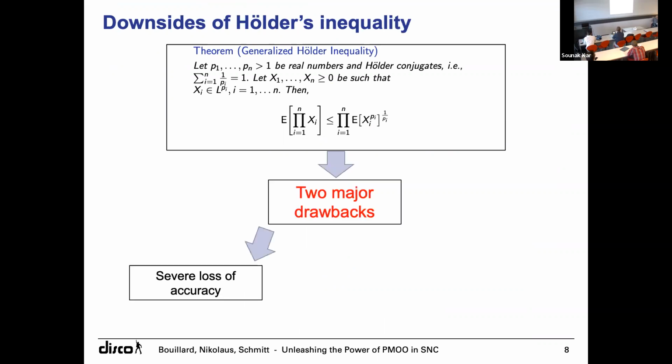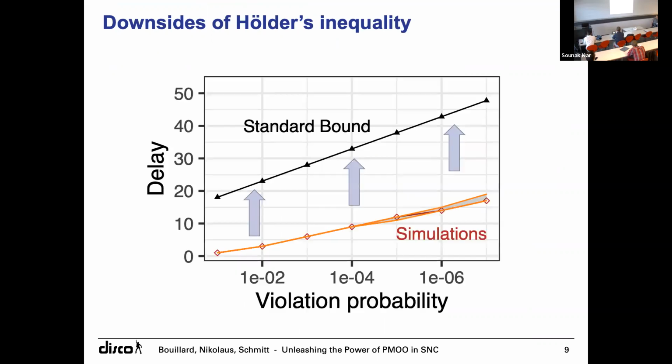One is we observe a severe loss of accuracy. And we can see that easily if we plot delay against violation probability, and we compare our calculated bounds with the quantiles of the delay simulation. And then we see that the bounds quickly degrade. So due to this substantial gap, we can observe this inaccuracy.